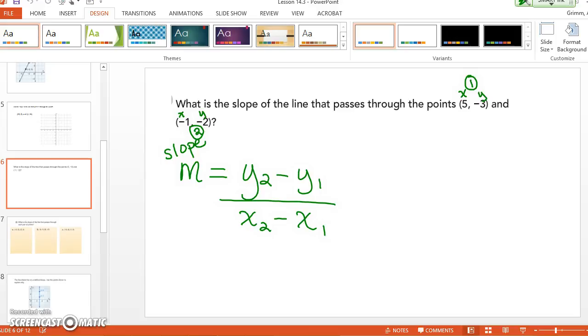Okay, so I take the y from the second point. Where is y from the second point? Right here. So I put -2. You have to do subtract. And then I take y from the first point. Y from the first point is right there, -3. So then I write -3. Okay, process that. Make sure you get that part.